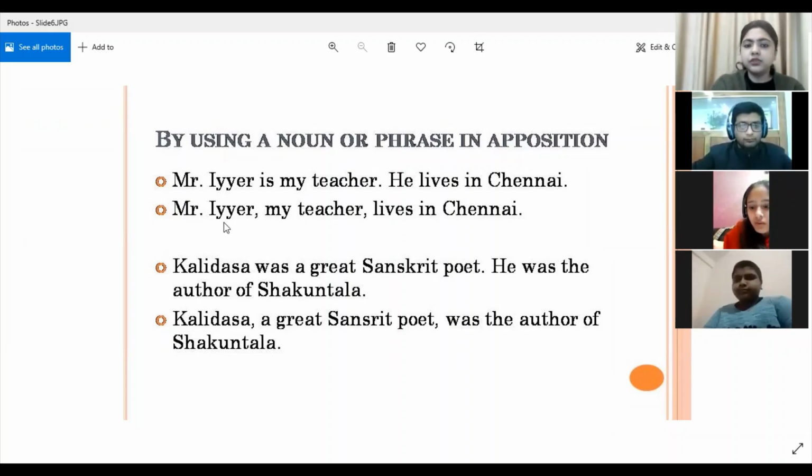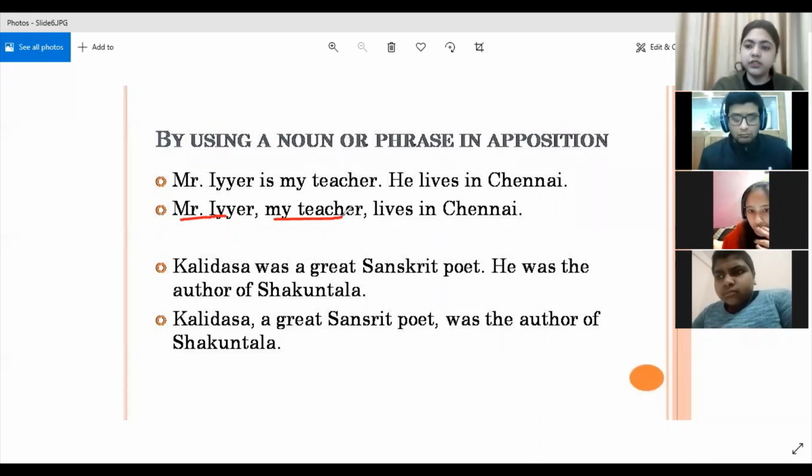So, these are the two nouns. Okay? One is a noun, another is a noun phrase, which are kept in apposition. That means we are referring to the same person. Right? Like our Prime Minister Narendra Modi, Mr. Narendra Modi. So both the things are the same, referring to the same person. That is what is meant by apposition. So Mr. Iyer, comma, my teacher, comma, lives in Chennai. So this is how we will change the two. We will combine two simple sentences into one simple sentence.